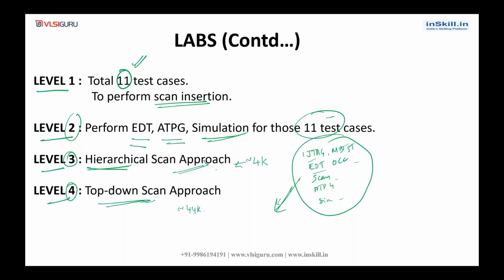And in level 4 projects, we'll be doing the top-down approach. We have around 44K flops in our design, and we will be doing all these processes there in our level 4 projects. Around 50 memories are there in our level 4 projects. So level 3 and level 4 are designs with higher complexity. This is how our labs are structured.